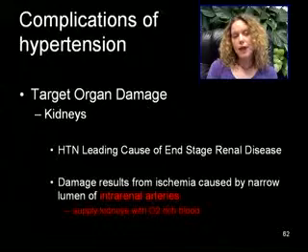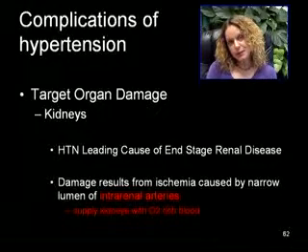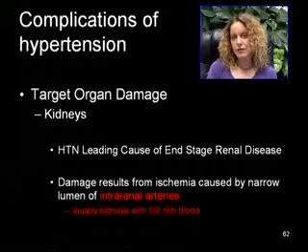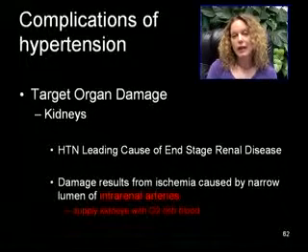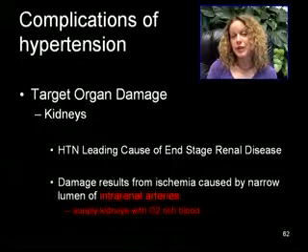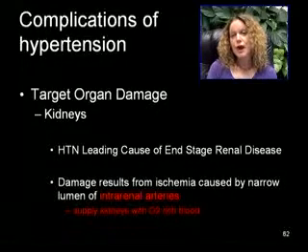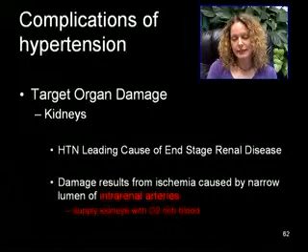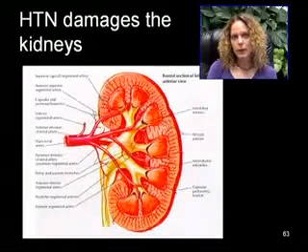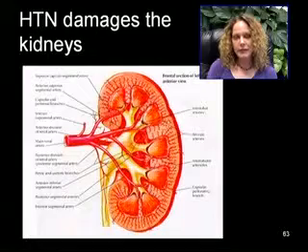Other complications of hypertension include kidney damage. Hypertension is the leading cause of end-stage renal disease, and the damage results from the ischemia caused by narrowing of the lumen of the intrarenal arteries. These intrarenal arteries are responsible for supplying the kidneys with oxygen-rich blood. So here we see a schematic version of the renal arteries.